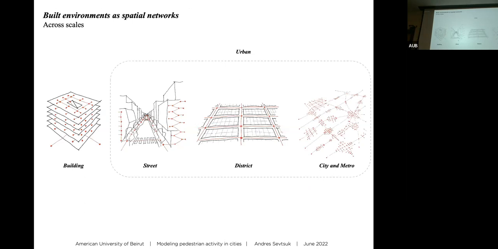So in our research group, we have been developing methods and tools to model cities as spatial networks, along which we can analyze and model pedestrian flows. We can represent any kind of built environment as a spatial network, from a single building that's three-dimensional to streets, along with the activities that take place around its edges in the side buildings, to districts, to entire metropolitan areas.